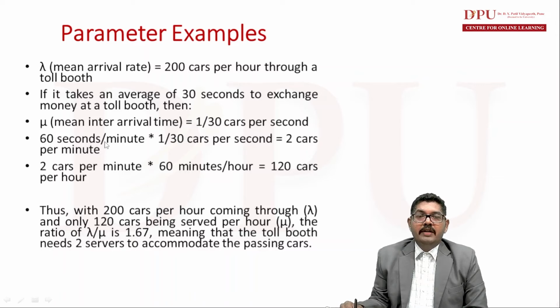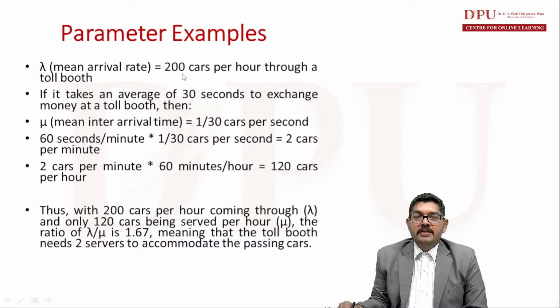So from this we can calculate that if one car is served per 30 seconds, then 2 cars will be served per minute, and 2 cars per minute means 120 cars per hour. Why are we calculating it as 120 cars per hour? Because the mean arrival rate is given on a per hour basis, and that's why we needed to calculate the service rate on a per hour basis also.